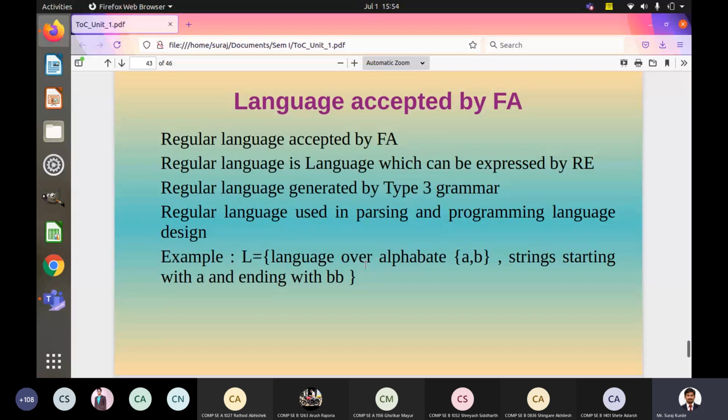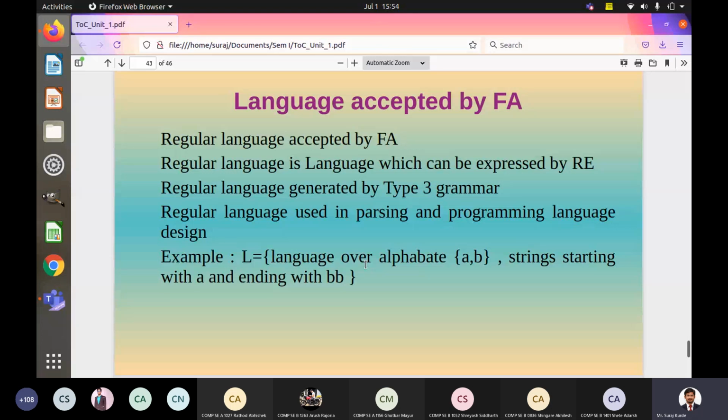What is the language accepted by a finite automaton? The language which is accepted by finite automata is called a regular language. Again, note down this point. It is the language which can be expressed using a regular expression. Regular expressions we will see in the second unit. But remember this point: the language which is expressed using a regular expression is a regular language.